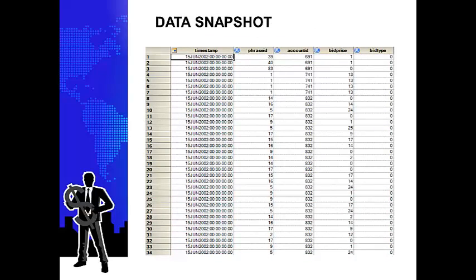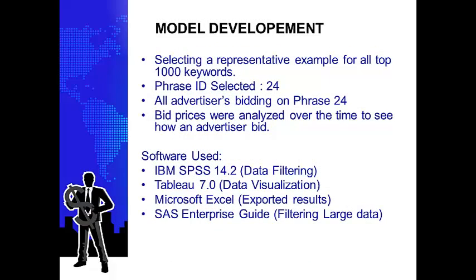Here's the data snapshot. Now for the model development, we obviously cannot analyze all 1000 phrases, but as a representative example we selected phrase ID 24, and then we selected all the advertisers bidding on phrase 24. The bid prices were analyzed over time. The software used were as follows.